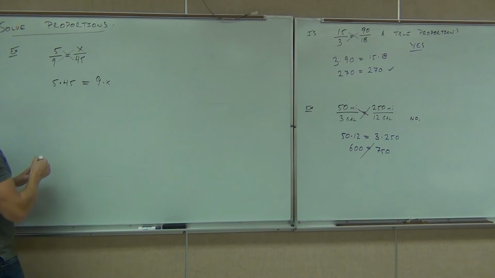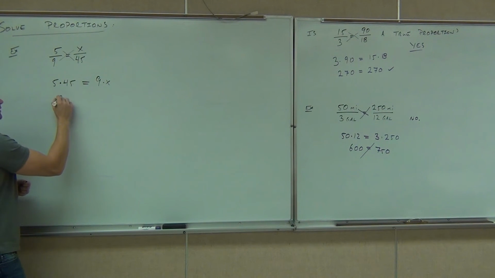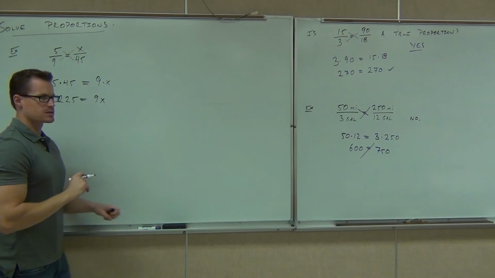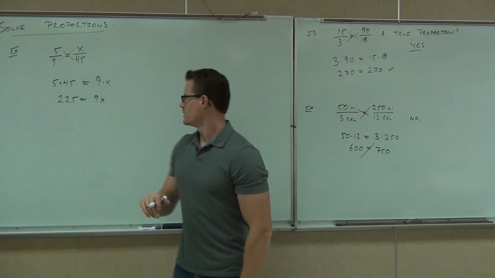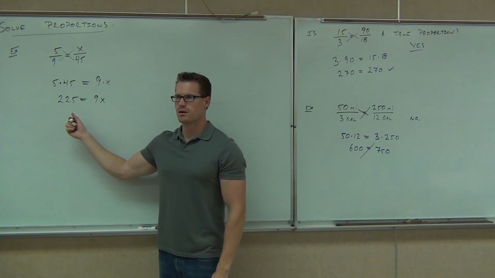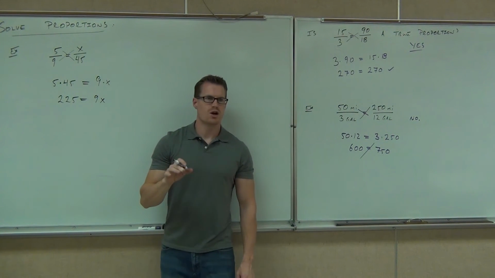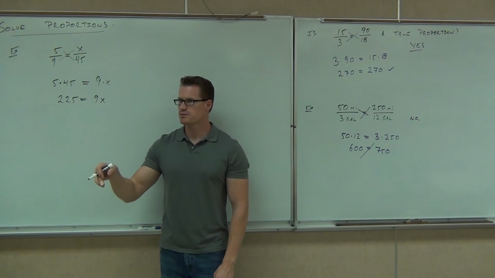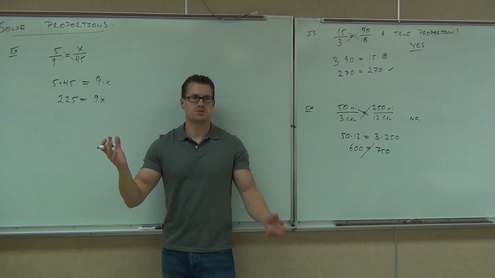So here we'd have 9x, sure. We'd have 5 times 45. How much is 5 times 45, please? 225. Equals 9x. And, oh, wait. Hey, have you seen problems like that before? This is kind of cool about proportions. Proportions are two-step problems. You multiply across, and then you divide. That's it. That's all you got to do.